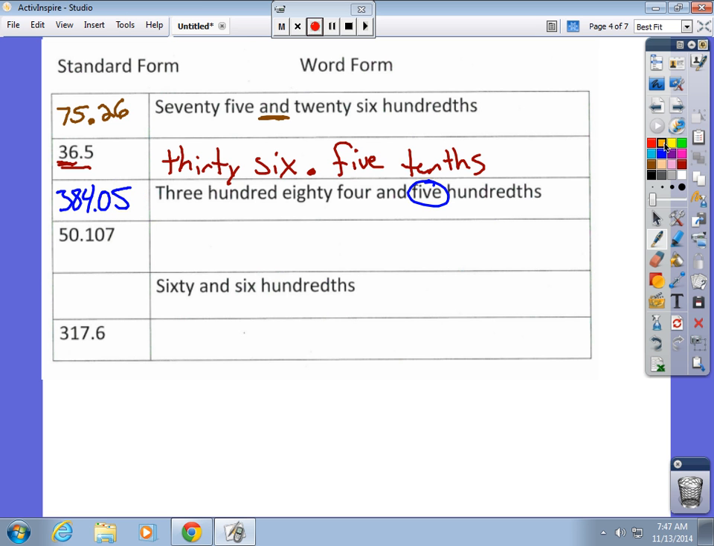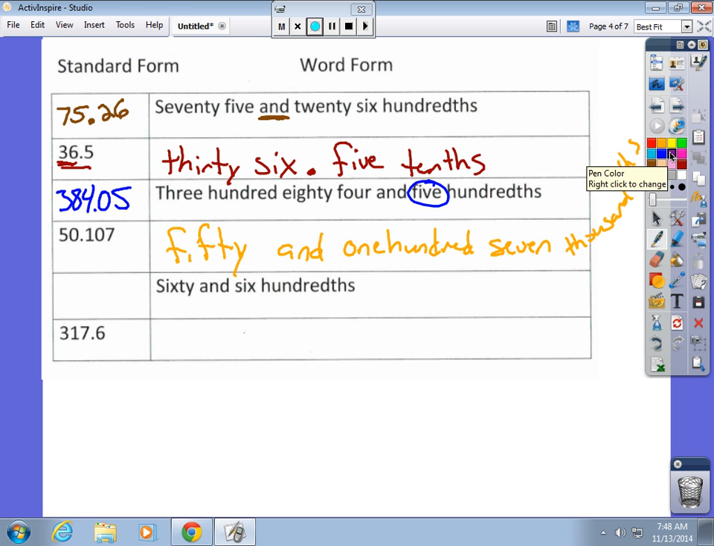Next number, take the whole number, 50. And for my decimal, 107. 107, and it's in the tenths, hundredths, thousandths place. Thousandths place.